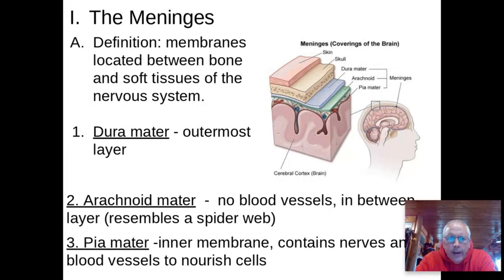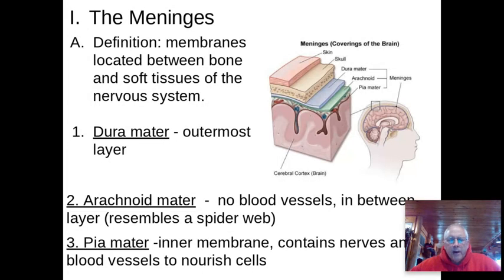And when we dissect the brain, whether you're doing it in class or virtually, you'll see the dura mater. It's the outermost layer of the meninges. It looks like a tough white tarp, very strong fibrous tissue. The arachnoid is in between the layers. And you might say, why arachnoid? Doesn't that mean spider? It does, because it looks like a spider web. And there's no blood vessels in that.